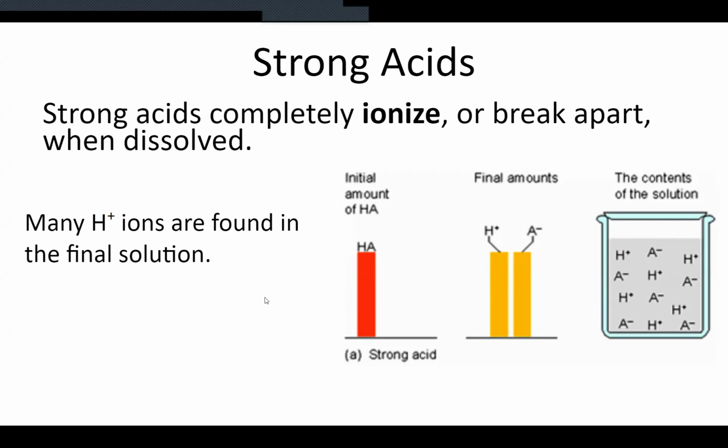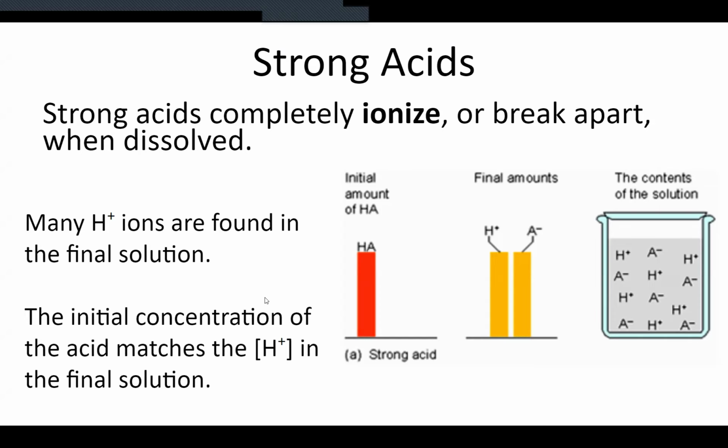So in a strong acid solution, many H plus ions are found in the final solution, and the concentration of the acid matches the H plus concentration in the final solution. So if it's a 1 molar concentration of the strong acid, you'd have a 1 molar concentration of H plus ion in the final solution.